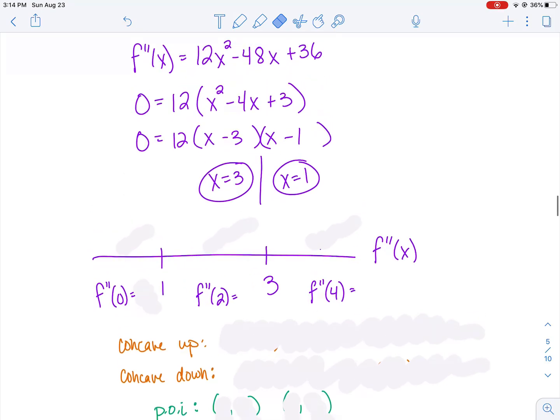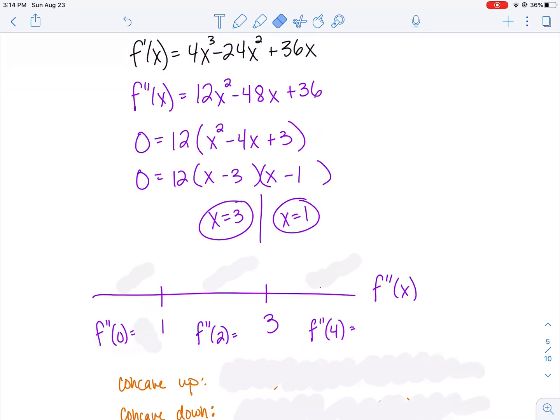All right, let me show you a trick. We've been doing lots of stuff where we're plugging values into functions, into our original functions, into first derivatives, and into second derivatives. And many of us, so far, have been taking our calculators and entering in the whole entire equation, right? At this point, you're probably taking 2 and plugging it into your second derivative. You're doing 12 times 2 squared minus 48 times 2 plus 36. And then you're doing it again for 4. 12 times 4 squared, and so on. And that takes a little bit of time.